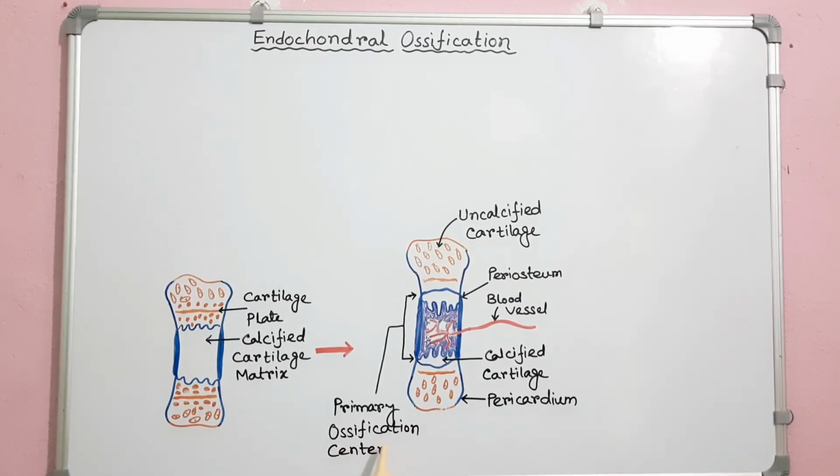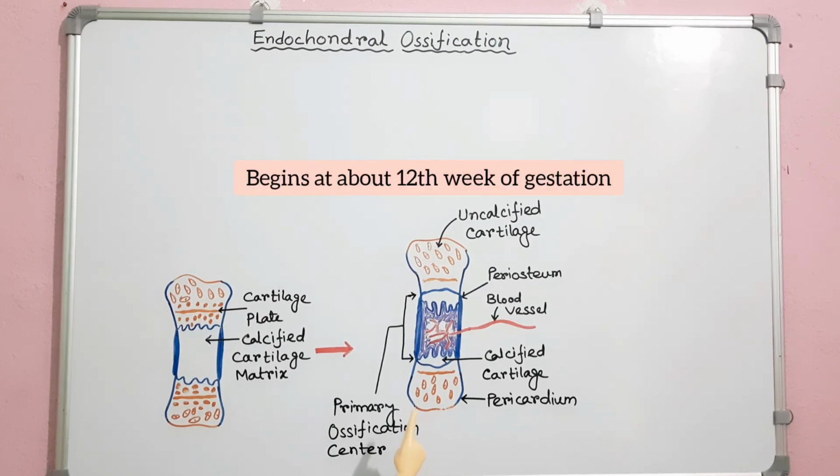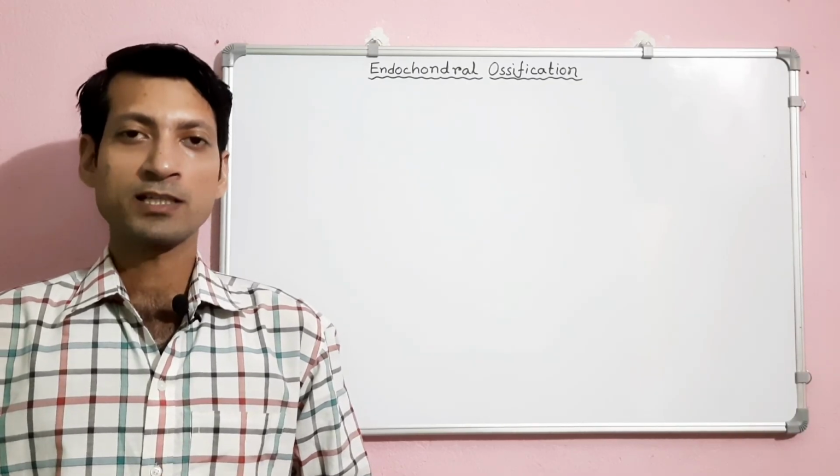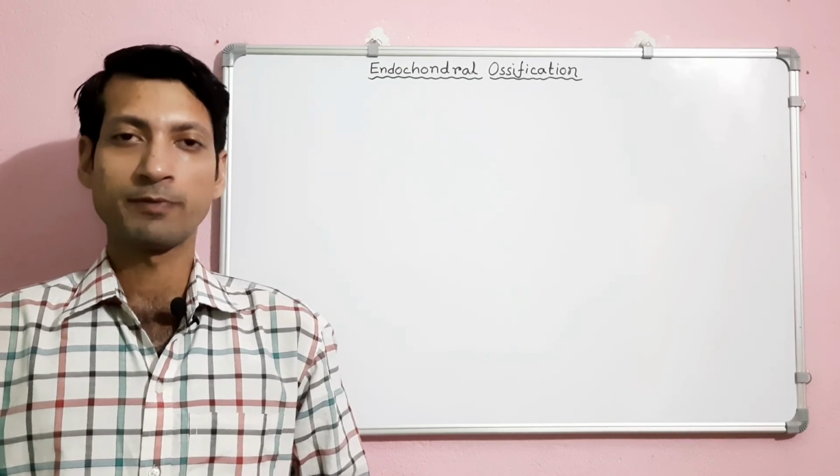All these events represent the early stage of endochondral bone formation that occurs in the fetus. It begins at about the 12th week of gestation. So this is all about the first phase of endochondral ossification.